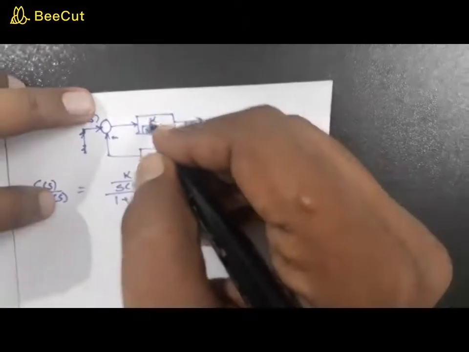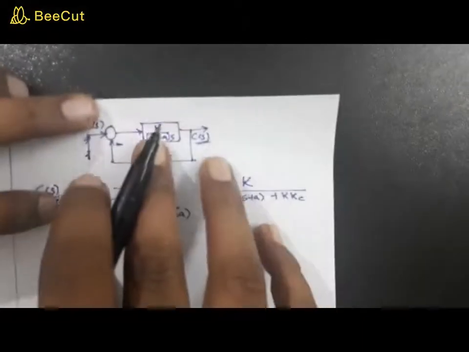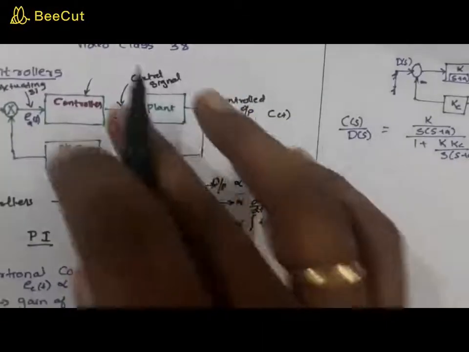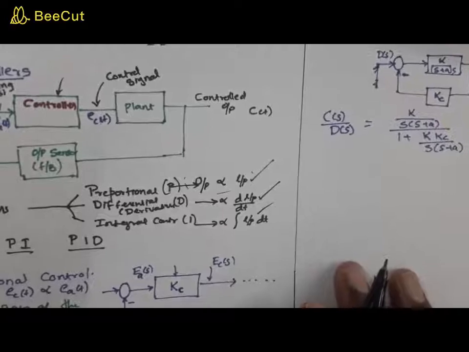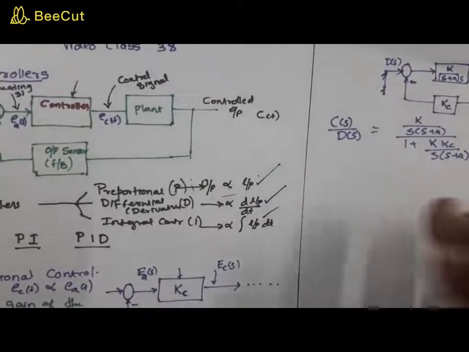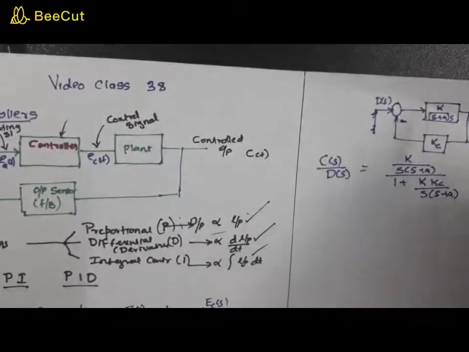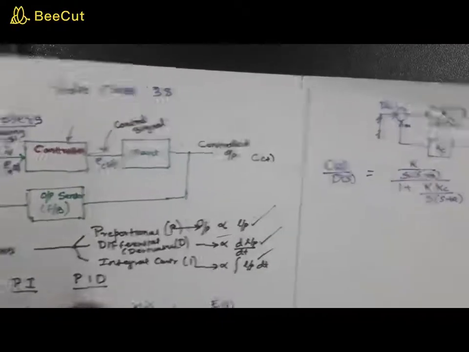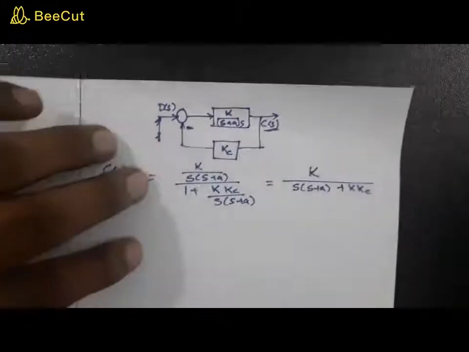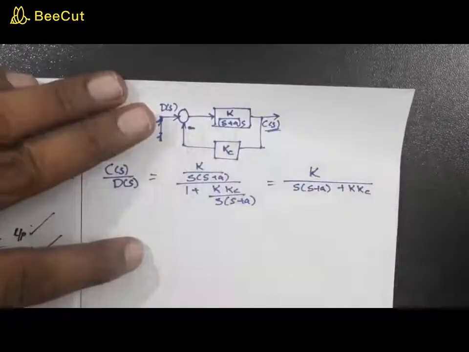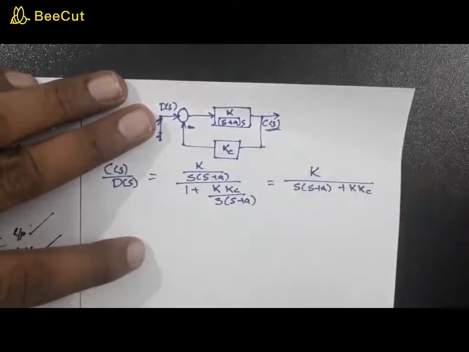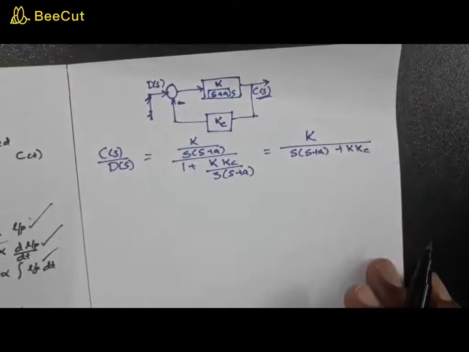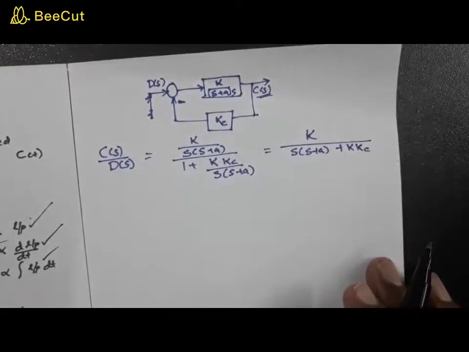What is this K? K is actually the forward path gain of this process. I have already told you that the plant will have a process, and that process may be an electrical system or a mechanical system. You can model that in the Laplace domain as a transfer function, and that constant, K, will be the forward path gain of that particular system. So this is the gain, while Kc is the controller gain, or the proportional gain, right?